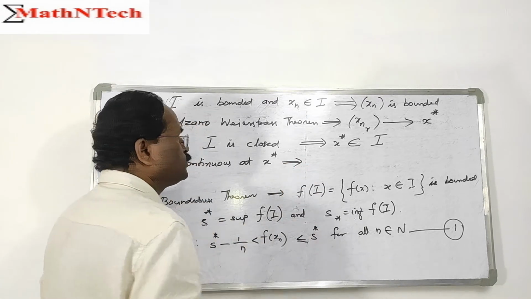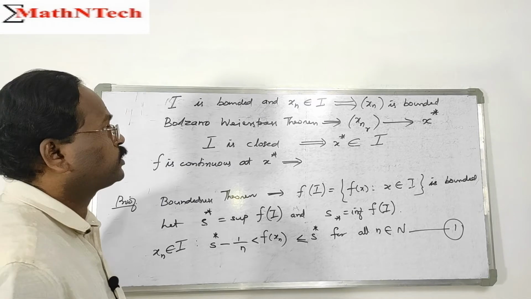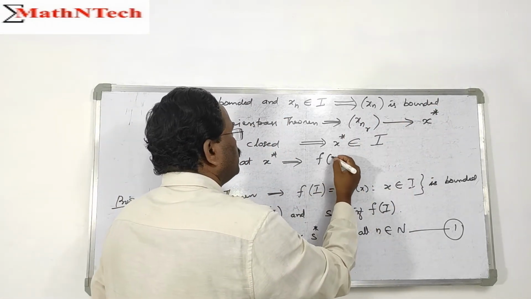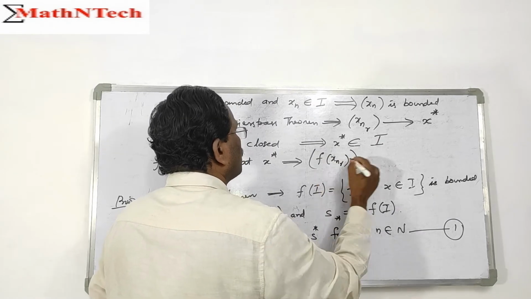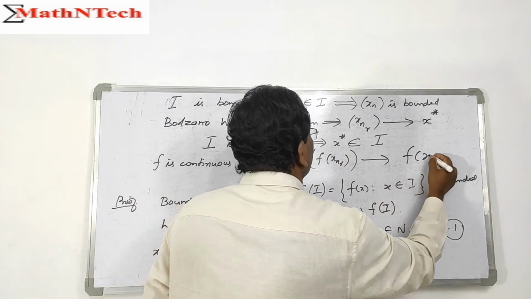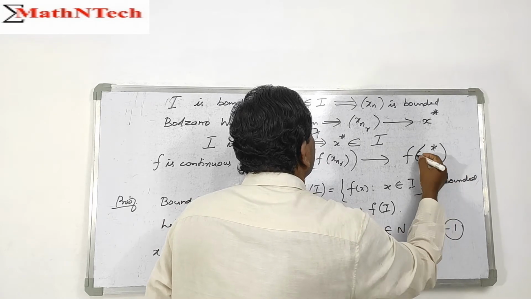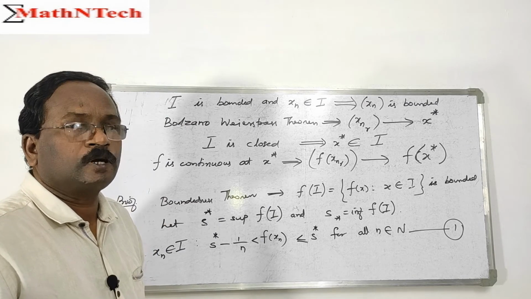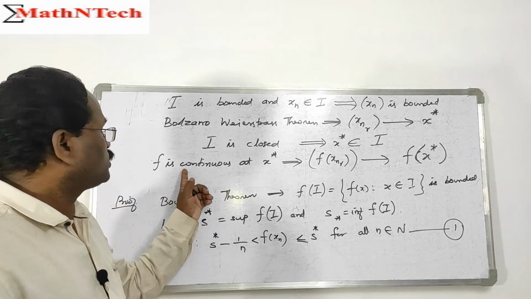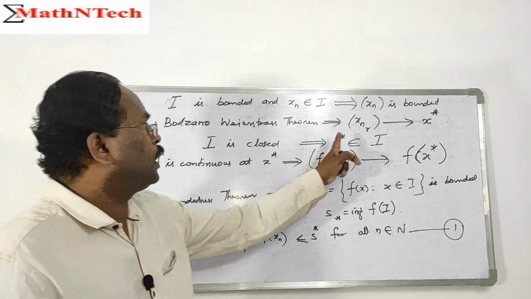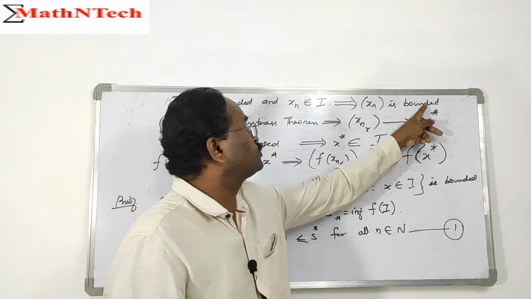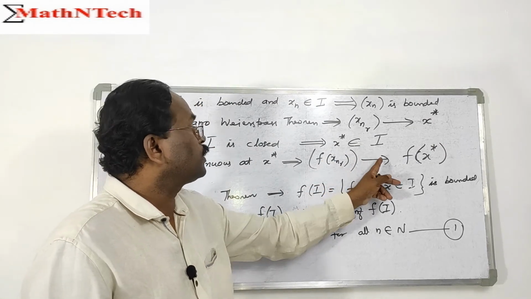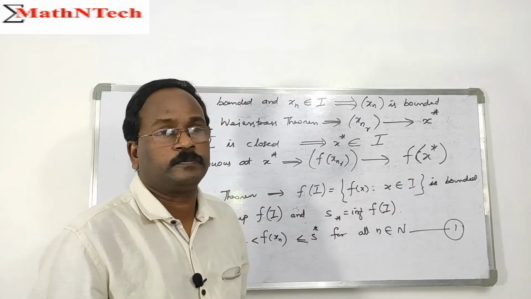So, f is continuous at x star implies, by the sequential criteria, since xnr converges to x star, we get f of xnr converges to f of x star. What is the sequential criteria? If a function is continuous at x star and the sequence xnr converges to x star, then the image sequence f of xnr converges to f of x star.